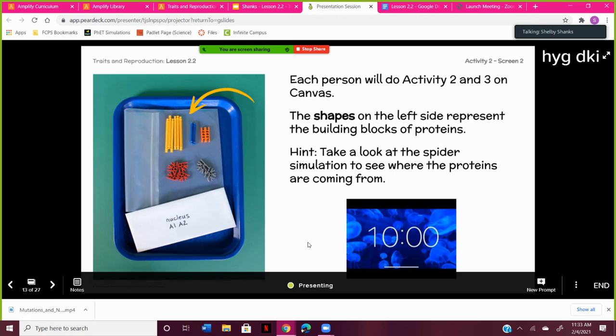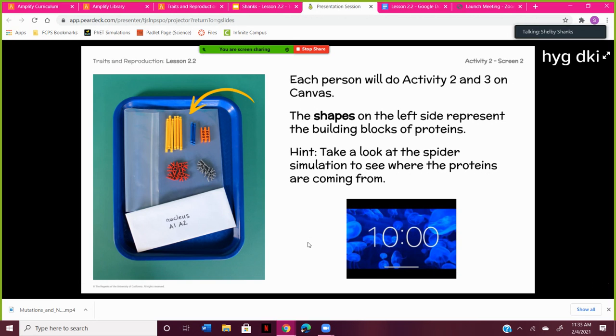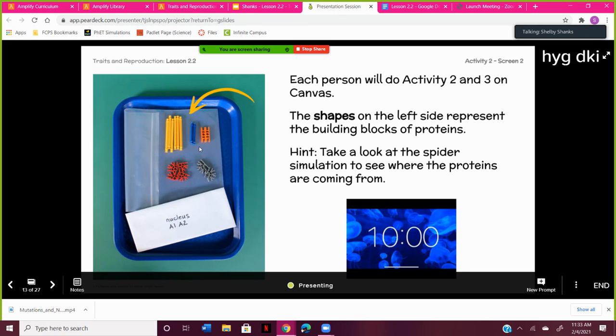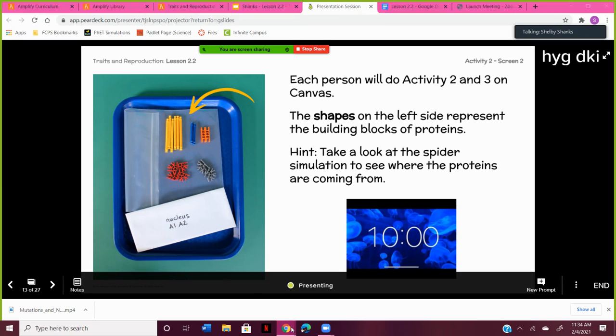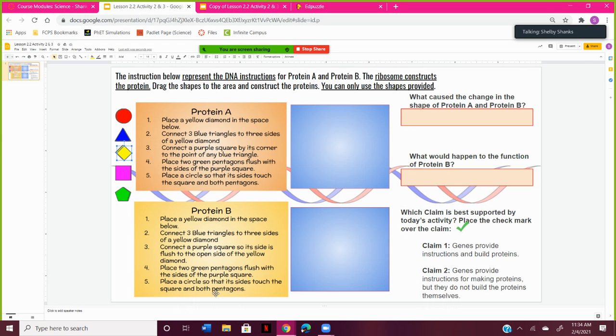And so once you open it up, the shapes on the left side are going to represent the building blocks of proteins. If we were in class, we would have used what I call tinker toys, because I used to work at an elementary school, and all of the kids love to play with these tinker toys and put them together. So the shapes on the left represent these tinker toys and the building blocks of proteins. Here's my hint that I talked about. We're going to take a look at the spider simulation to see where the proteins are actually coming from. That's going to be after we finish the activity. So make sure you're in here.